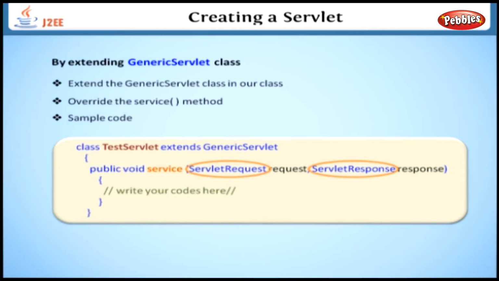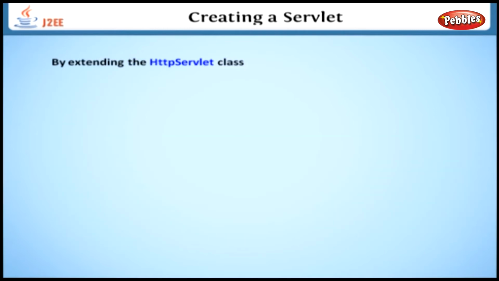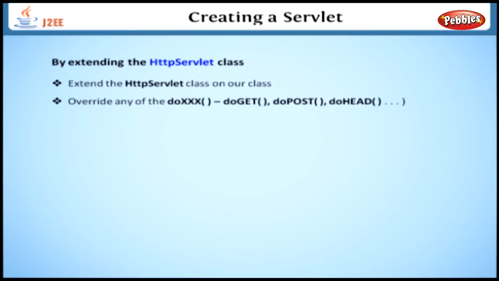The two types that we have discussed are ways to create a servlet. Next, we will create a special type of servlet that processes HTTP requests, i.e. HTTPServlet. By extending the HttpServlet class, in this method, first we extend the HttpServlet class in our class and then override any of the doXXX methods: doGet, doPost, doHead, etc. This method corresponds to our request.